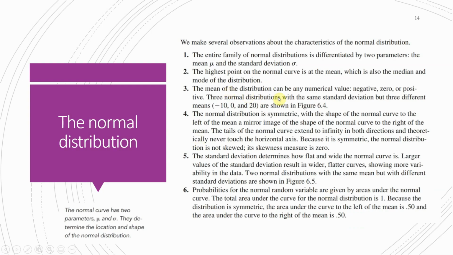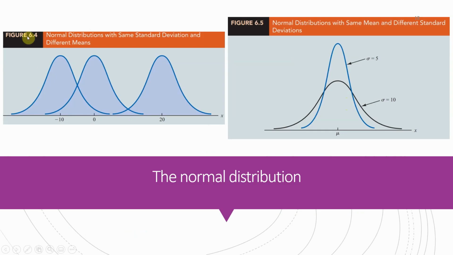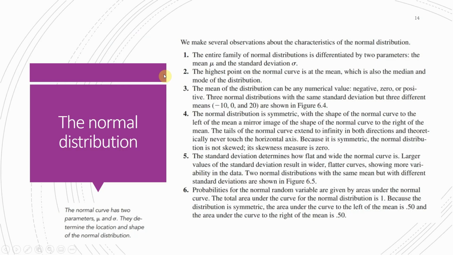Number 3, the mean of the distribution can be any numerical value. It can be negative, it can be 0, it can be positive. Let's look at an example in the figure where the normal distribution has the same standard deviations, but different means. So in this figure over here, these distributions are all normal distributions. They all have the same standard deviation, but they have different means. So this one has a mean of -10, this one 0, and this one 20.